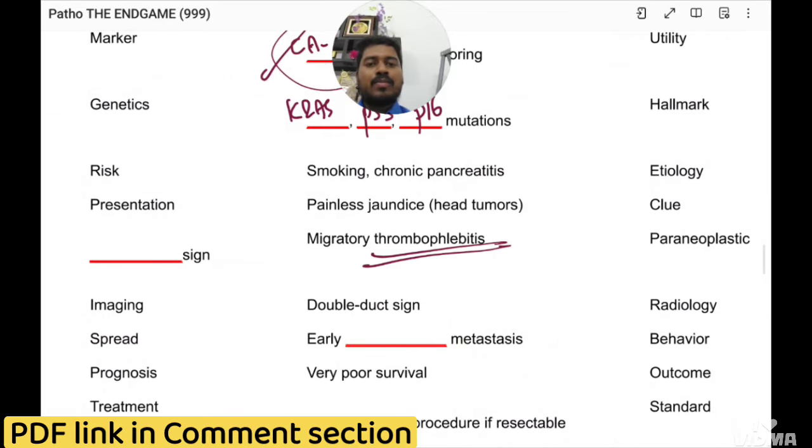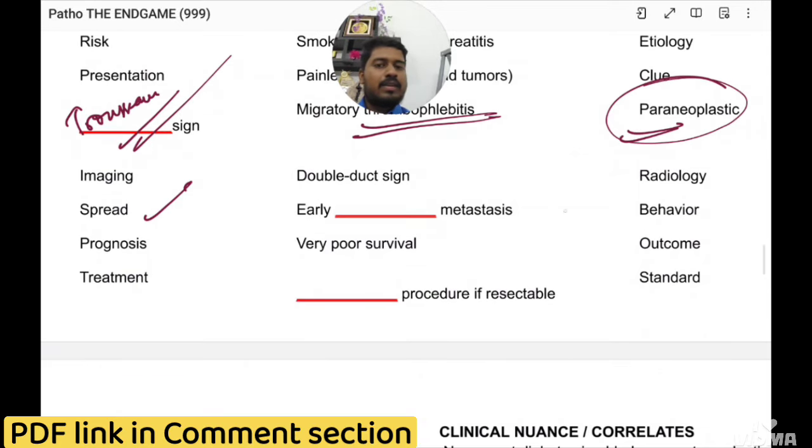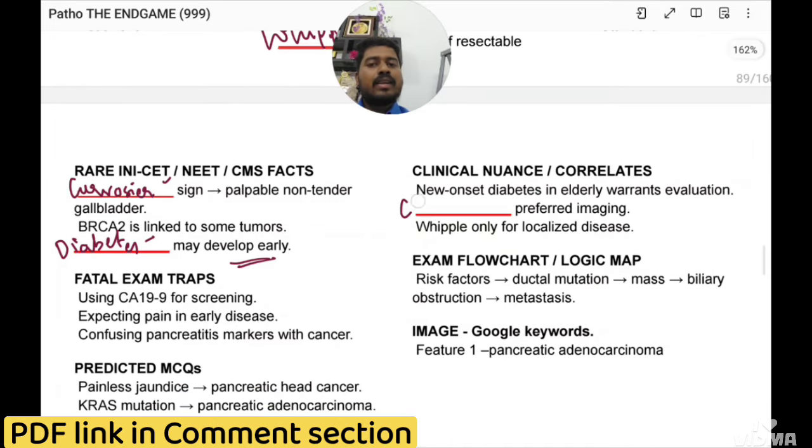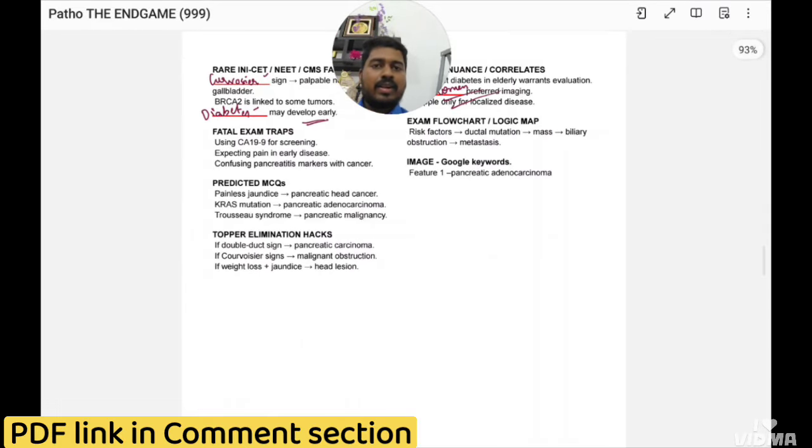Which sign is migratory thrombophlebitis, which is a paraneoplastic syndrome? That is Trousseau. Okay. Next, spread of the tumor is early. There is early metastasis to the liver. So early liver metastasis. Treatment is Whipple's procedure if it is resectable. Okay. Which sign is seen? Palpable non-tender gallbladder. What is that? Courvoisier sign. Okay. Next, may develop early diabetes. Okay. Next, what is the preferred imaging? CT abdomen. CT abdomen showing pancreas is the preferred imaging in pancreatic adenocarcinoma.